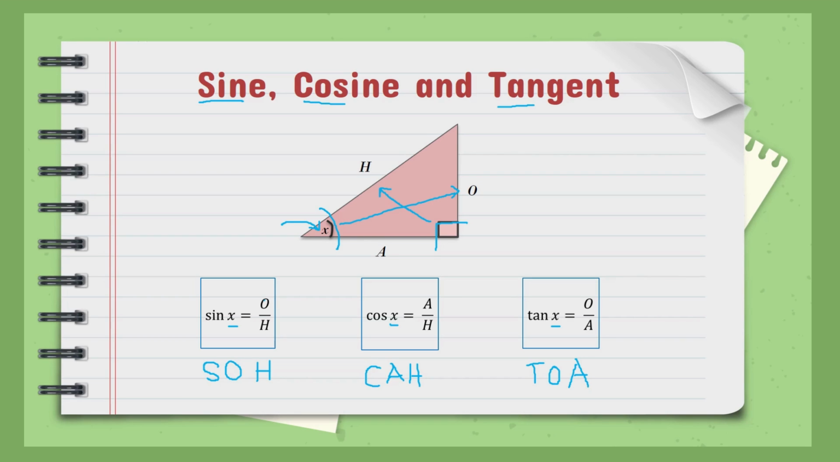Let me show you how it works. Sine is S, and opposite is O, and hypotenuse. So you know that sine is equal to opposite over hypotenuse, and here this is cos, adjacent and hypotenuse, and here tan, opposite and adjacent. If you want to remember these formulas, you can remember them like a song, SOHCAHTOA.